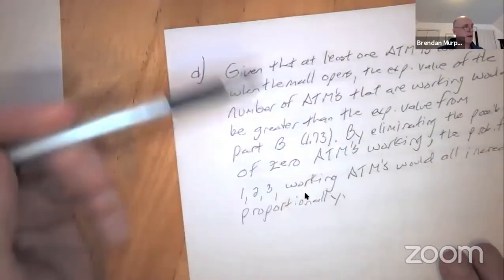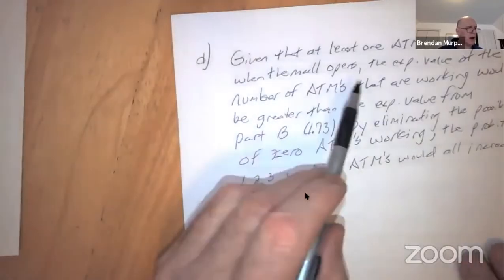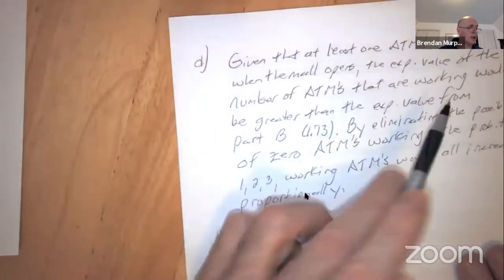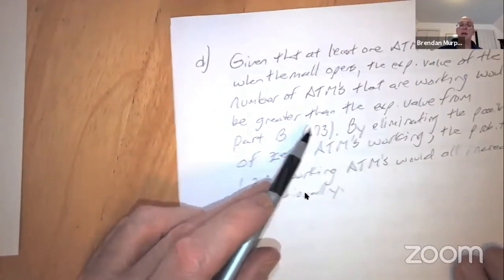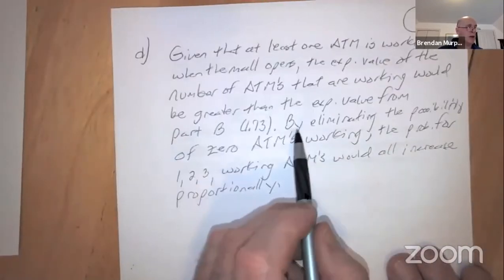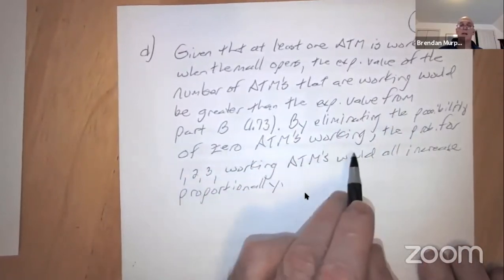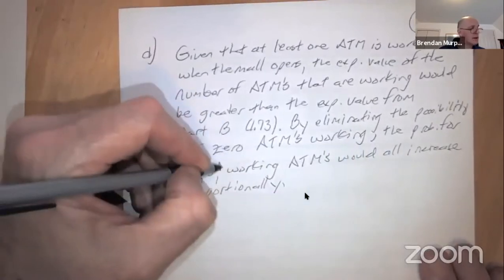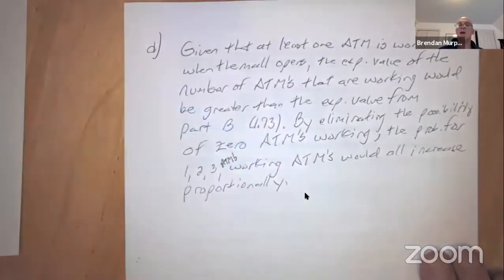So given that at least one ATM is working, again, that means I can cross out that column right there. When the mall opens, the expected value of the number of ATMs that are working would be greater than the expected value from part B, which is 1.73. So I've answered the question, but I think I want to give a little bit more info. By eliminating the probability of 0 ATMs working, the probability for 1, 2, or 3 ATMs working would all increase proportionally, and so therefore I would have a higher expected value.